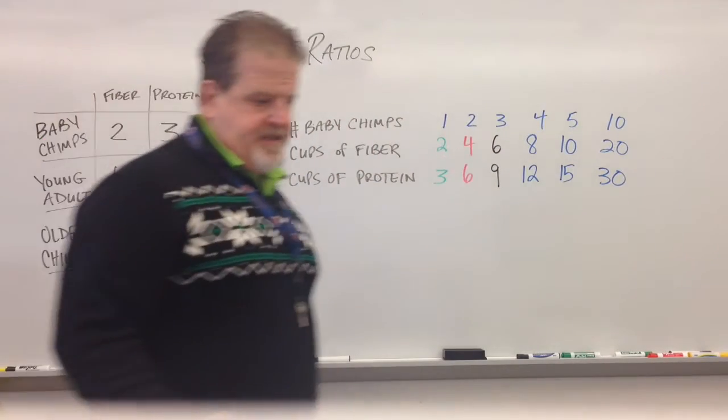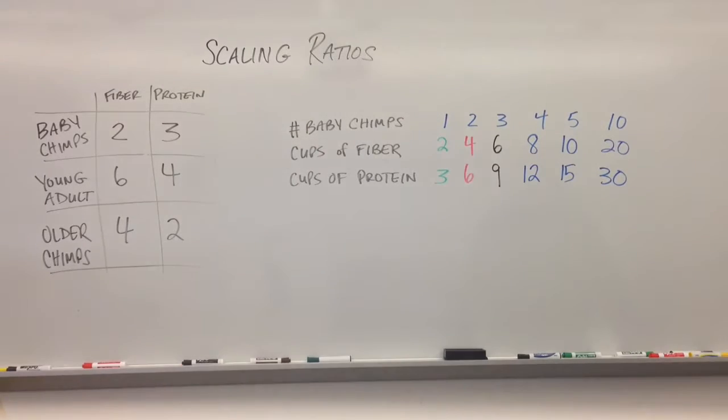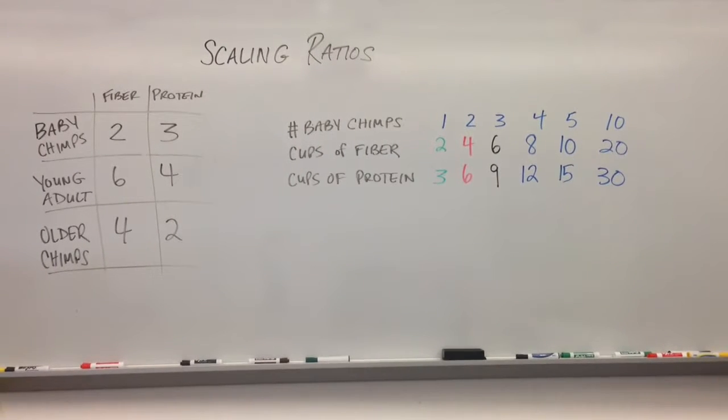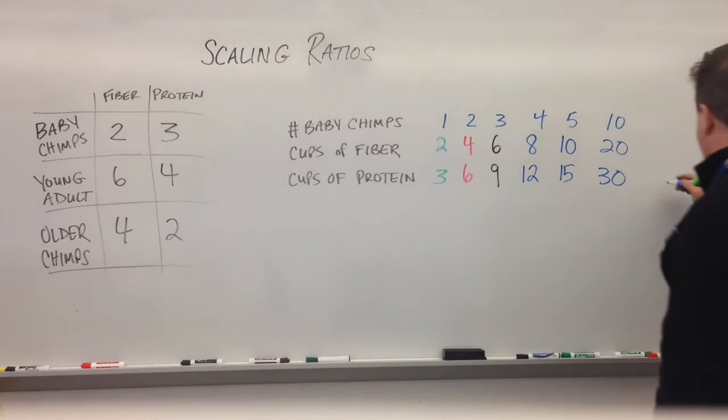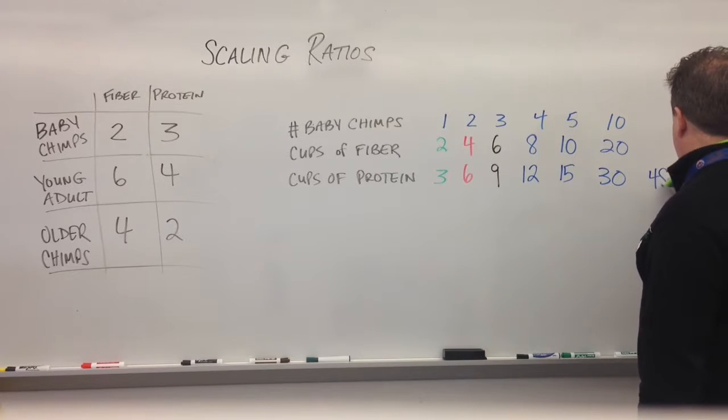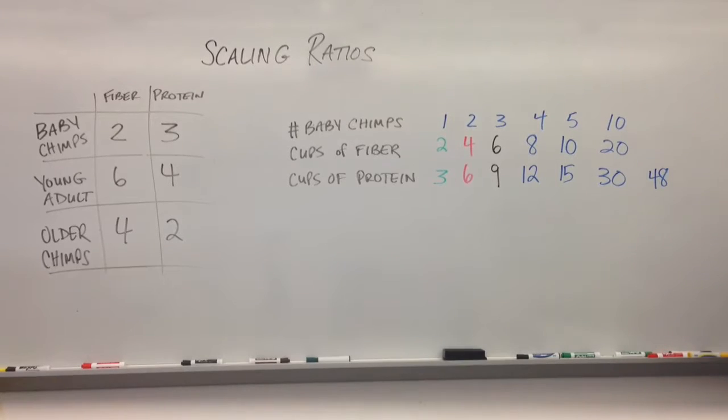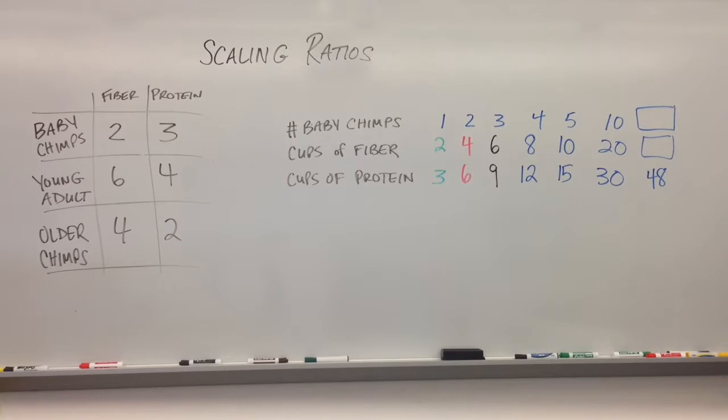let's talk about this. What if this young lady who puts the chimps' food together, what if she had 48 cups of high protein? How many cups of high fiber and how many chimps would she be working with then? So now this is where we've got to be able to work backwards a little bit. Will, what do you think?